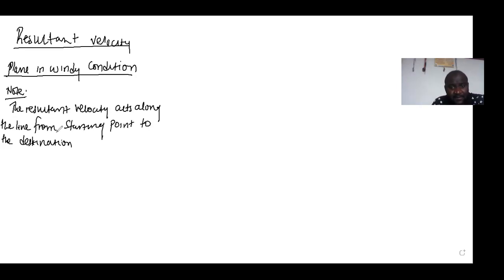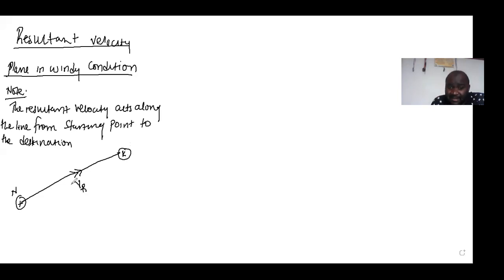How is it important? If an aeroplane is to fly from Nairobi to Kampala, then the straight line joining Nairobi, if this is Nairobi and this is Kampala, the straight line joining Kampala and Nairobi is the line of the resultant.